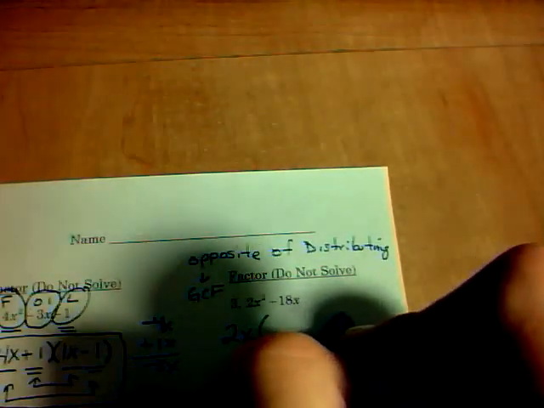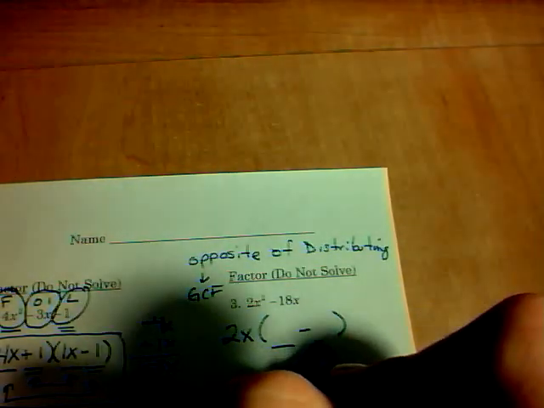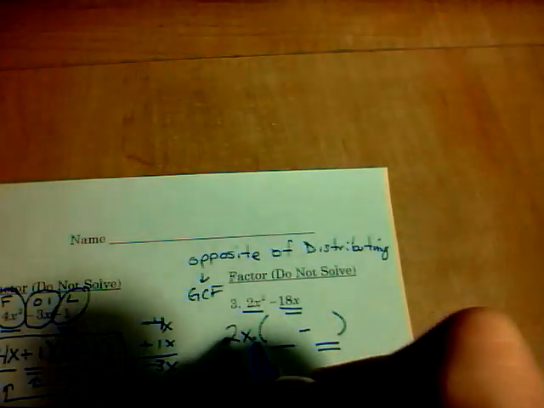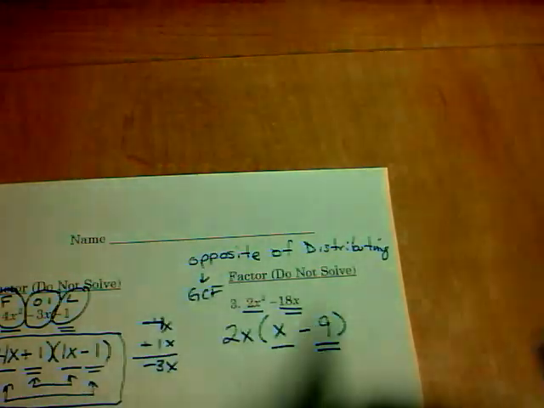Now, doing greatest common factor is kind of like doing the opposite of distributing. Okay, so the 2x is going to be outside, and then we're going to have something minus something. Now, when you take the 2x out of this term, that goes there, and then when you take the 2x out of this term, that's going to go here. So 2x out of 2x squared leaves you with an x, and 2x out of negative 18x is a 9.